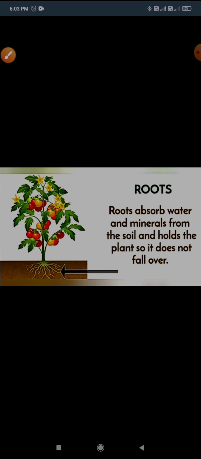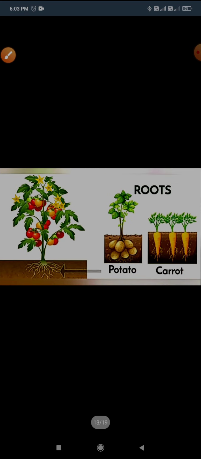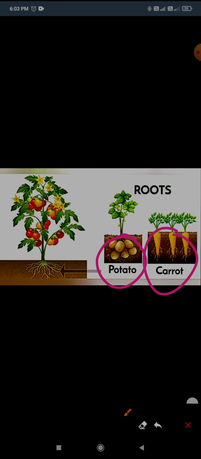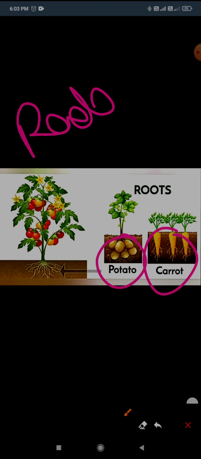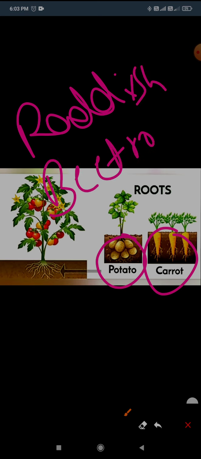Okay, we also need nutrients rich food. So here is some example of root: potato, carrot, radish, and beetroot. These all are the example of root that we used to eat. Good.